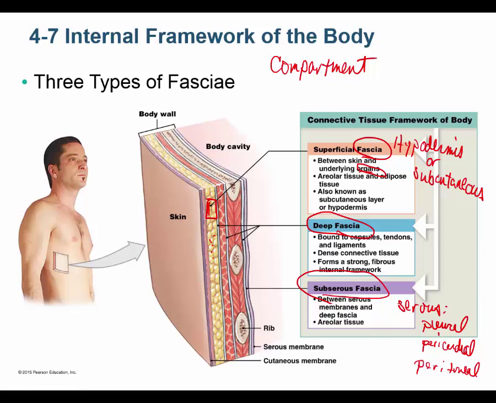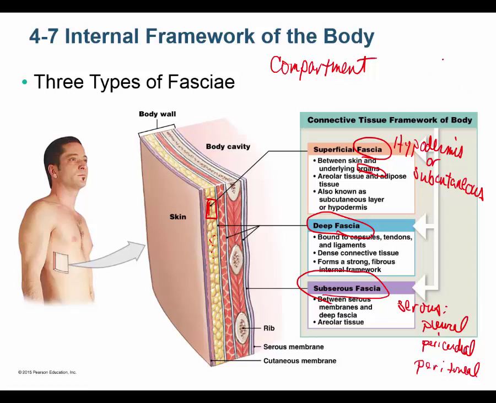So what we have after the deep fascia is the subserous fascia. Now actually that doesn't occur in the arms and legs, but it occurs in the thoracic region and the abdominal pelvic region. And this is between the serous membranes and the deep fascia. So those mesothelial cells are protected by the subserous fascia. They don't touch the bones or the muscles directly, or even the deep fascia directly. All right, so that's compartments.